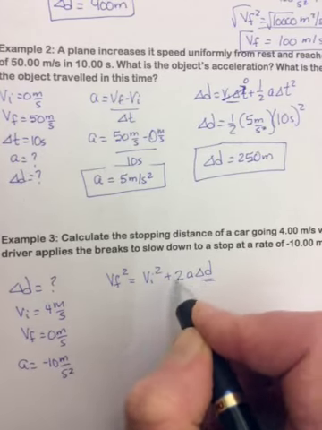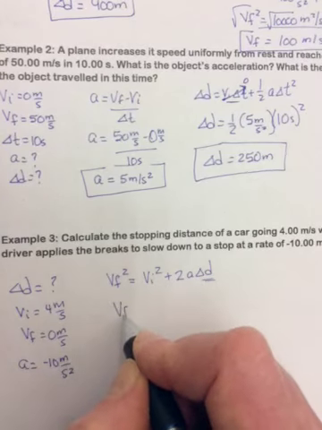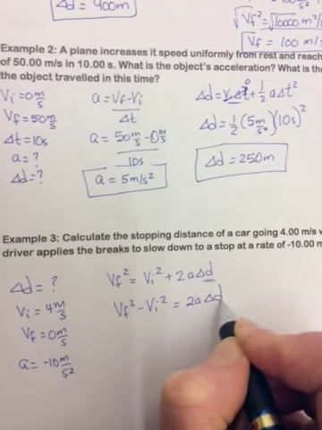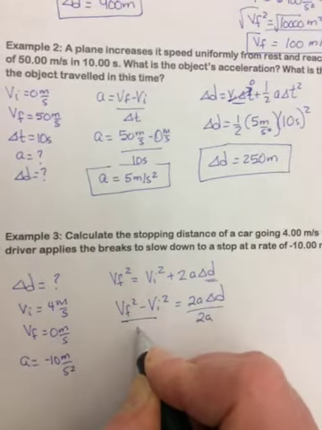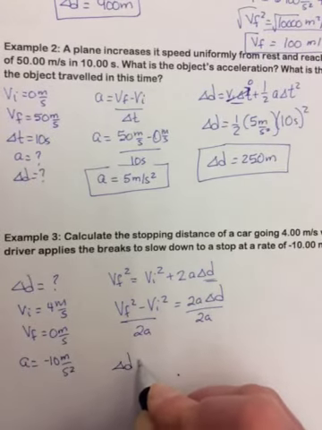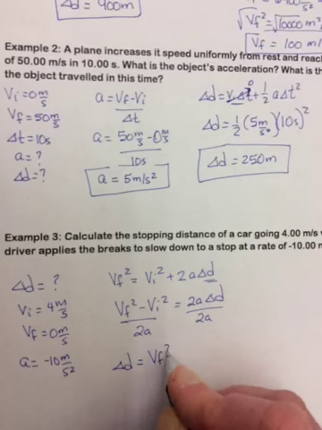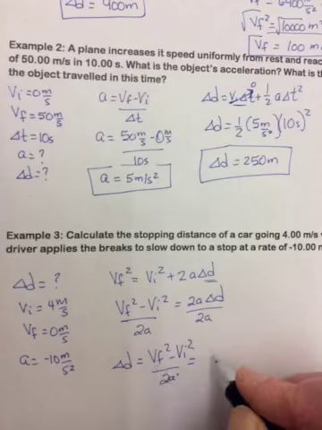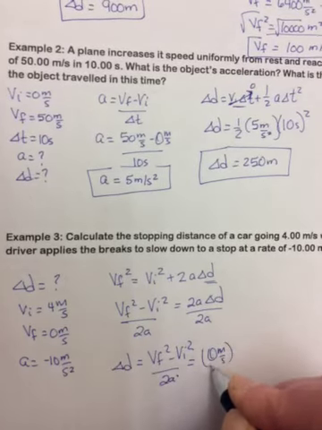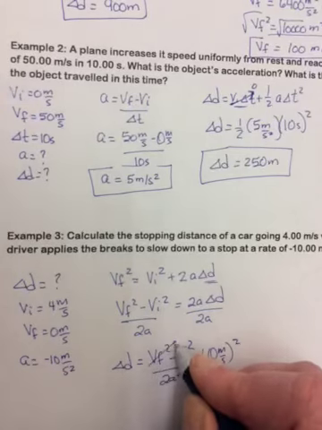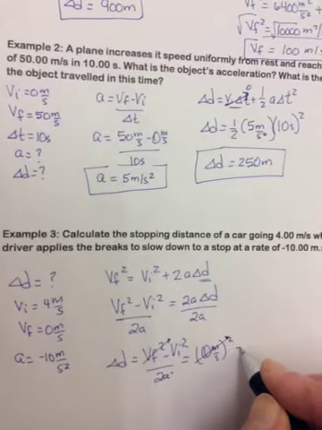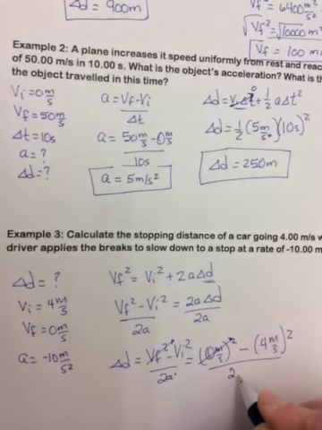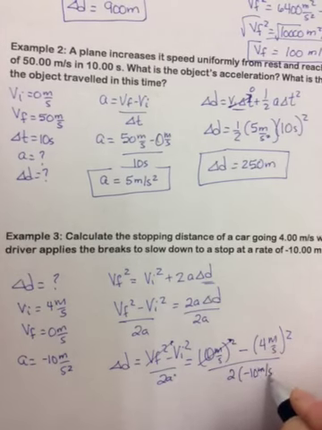So I need to get the term with delta D in it alone, which means I need to subtract the VI squared. And now to get the delta D alone, divide both sides by 2A. So delta D is equal to VF squared minus VI squared over 2A. So VF squared is 0, so you could either write out 0 meters per second squared, or you could just put a line through it to say it's not there, minus brackets 4 meters per second squared over 2 times negative 10 meters per second squared.